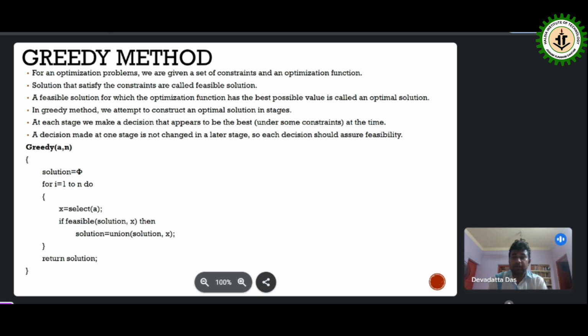So here is the greedy algorithm. In this greedy algorithm, we define two variables a and n, and the solution is defined as phi. Then we declare a for loop, with i from 1 to n, do x equals select a. Then an if-then statement, and if feasible, solution equals the union of solution and x. Then we get the final solution, which is returned.